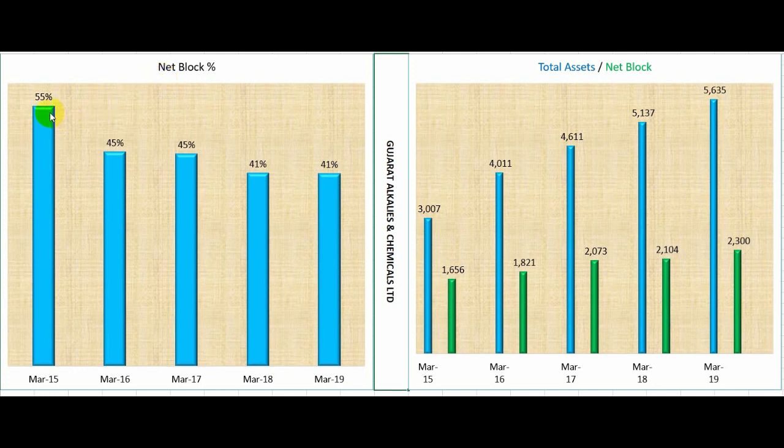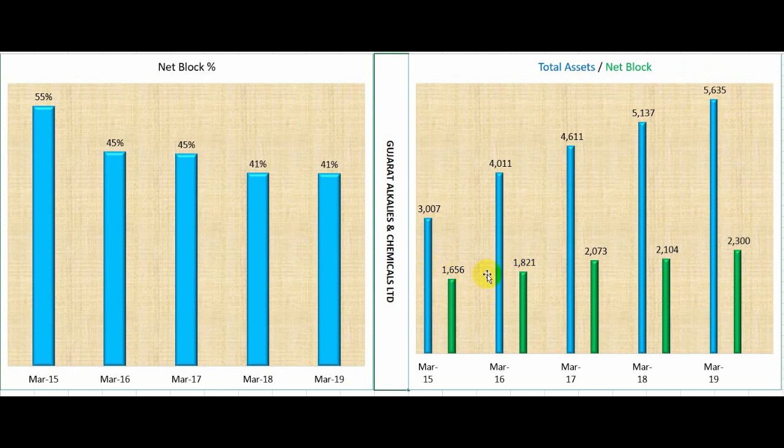So here in this case, the company's assets as a percentage of its total balance sheet size is around 41% consistently, or rather from 55 to 41 from March 15 till March 2019. So this is again a steady value. The company's fixed assets have always been at this percentage rate of the total assets. So in March 19, the total assets were 5,635 crores, or the balance sheet size was this, against which the fixed assets that occupied the balance sheet were around 2,300 crores.